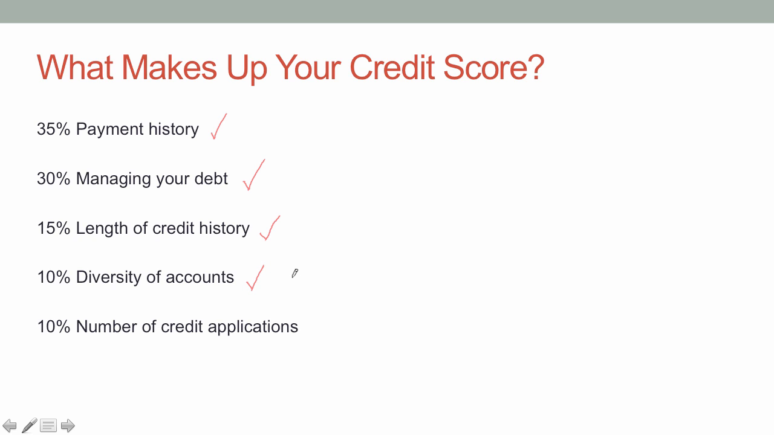Do you have a diversity of accounts? Do you have a few different credit cards? Do you have a couple bank accounts? Do you have a couple loans? Are you showing that, yes, you're not just banking on one line of credit? And your number of credit applications. Are you taking out a new loan every few months? Are you buying things all the time, selling them, not paying? You get dinged every time you get a credit application for a new line of credit. So all of these make up your credit score. Obviously, your payment history and how much debt you have make up the biggest chunk, but these little things make up a big chunk as well.